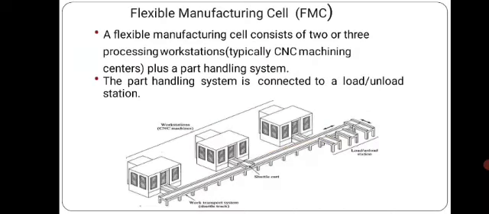Then flexible manufacturing cell. A flexible manufacturing cell consists of 2 or 3 processing workstations, typically CNC machining centers, plus a part handling system. The part handling system is concerned with the loading and unloading station. Here you can see there are 3 machining centers, in addition to the part handling system. So a shuttle cart is there, transporting work between the stations. Here the first place is the loading and unloading station.